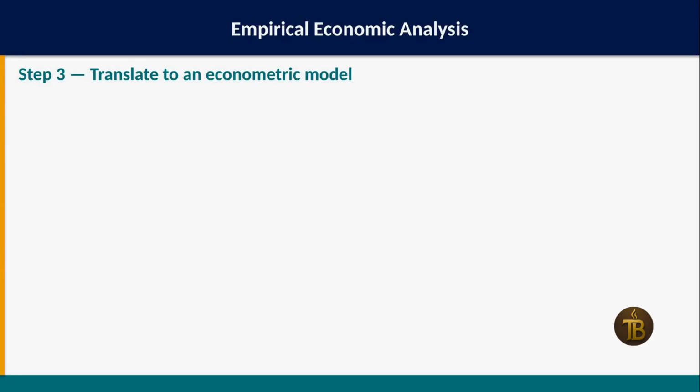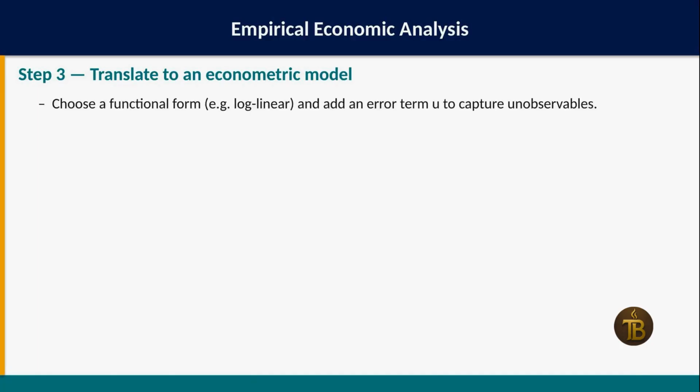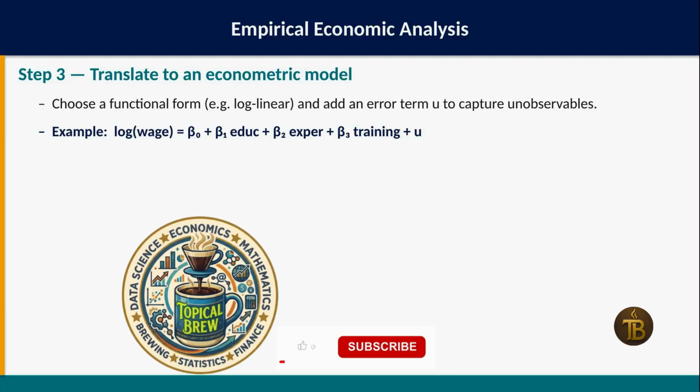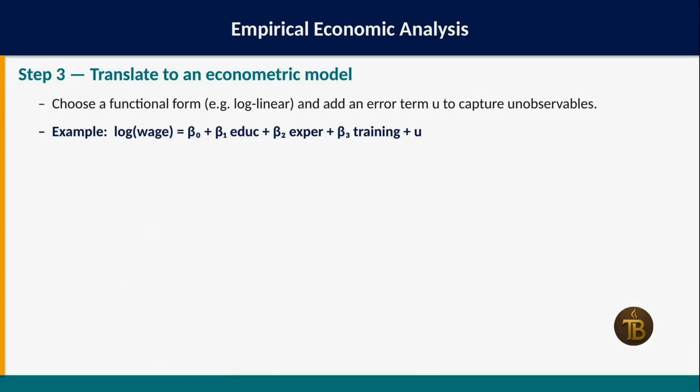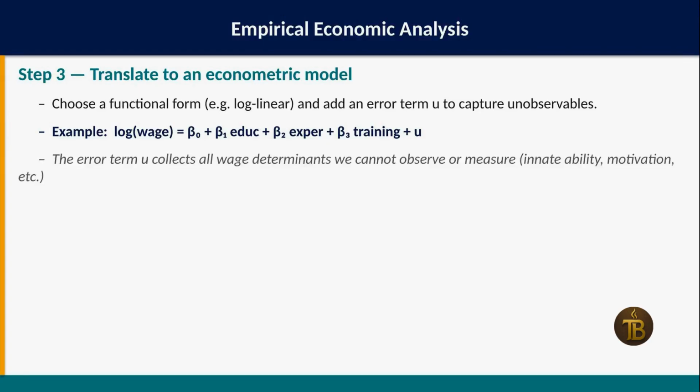The third step is to translate that conceptual model into an econometric model. This means choosing a functional form, say a log linear specification, and adding an error term, U, to capture everything we can't observe or measure. Here's what that looks like in practice. The log of wage equals beta 0 plus beta 1 times education, plus beta 2 times experience, plus beta 3 times training, plus the error term U. That error term U is doing a lot of work. It's silently collecting every wage determinant we cannot observe or measure, like innate ability or motivation.